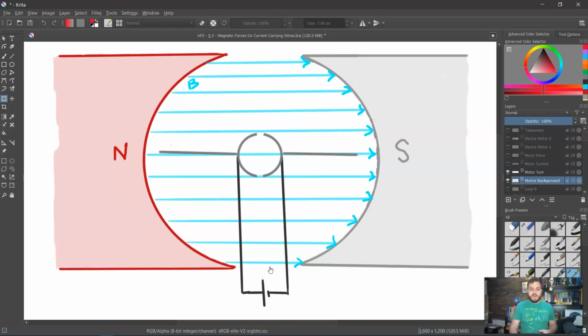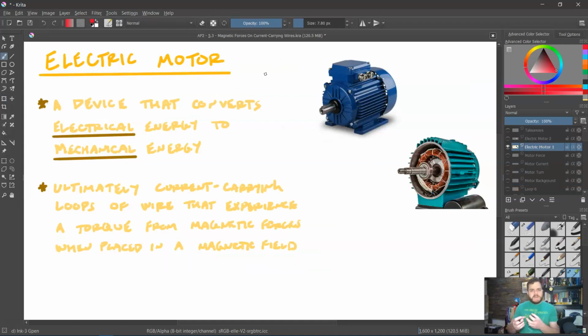It's actually converting electric energy from the battery into mechanical energy, because I could hook something up to this loop and have it do physical mechanical work. Well, what is this? This is actually an electric motor. An electric motor is a device that converts electrical energy to mechanical energy that has tons of different applications. Ultimately, how it works is we just have current carrying loops of wire that experience a torque because they've been placed in a magnetic field, and they experience those magnetic forces in opposite directions on opposite sides of the loop.